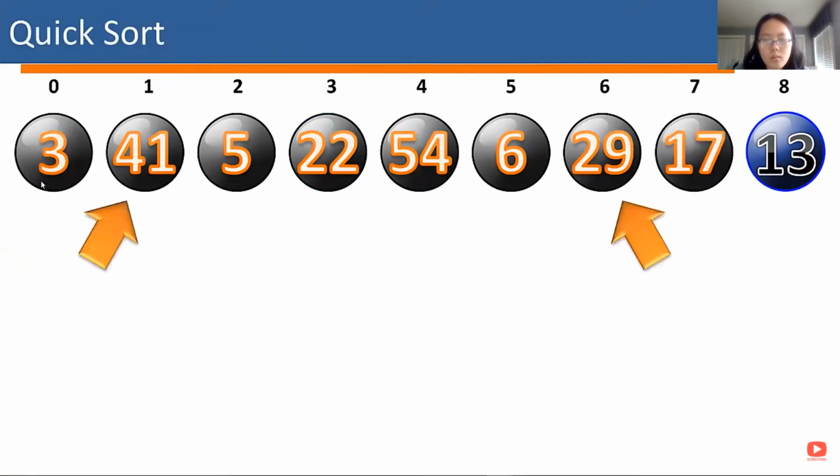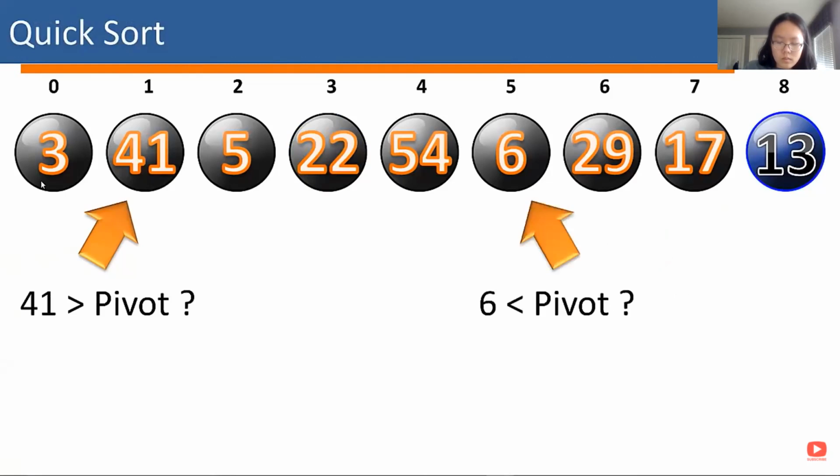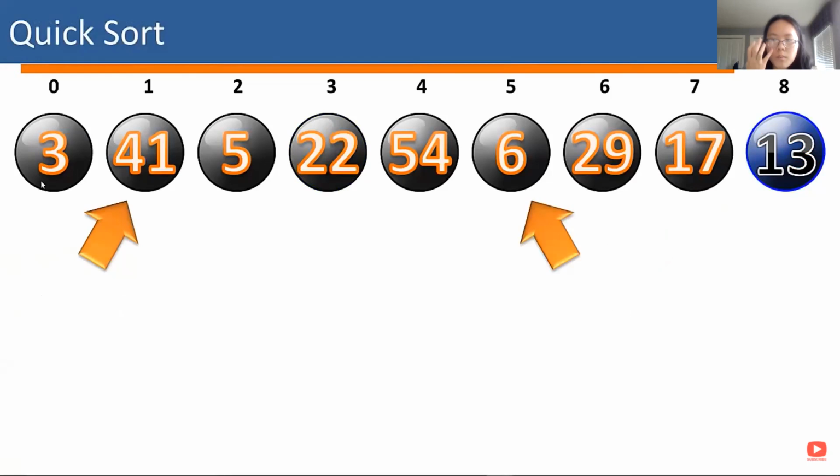We do a swap. We're going to move both pointers in. We'll start at the left again. Is 41 greater than the pivot? Yes, it is. Is 29 less than the pivot? No. So we move that pointer over. Is 6 less than the pivot? Yes. So now we know that we can swap these 2 items.